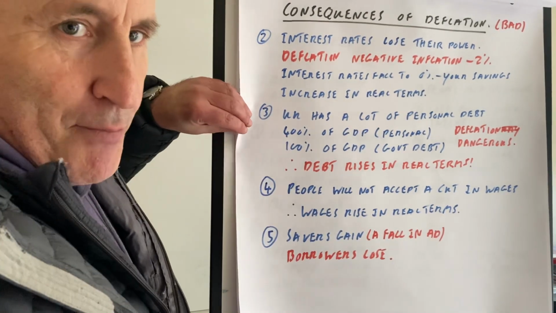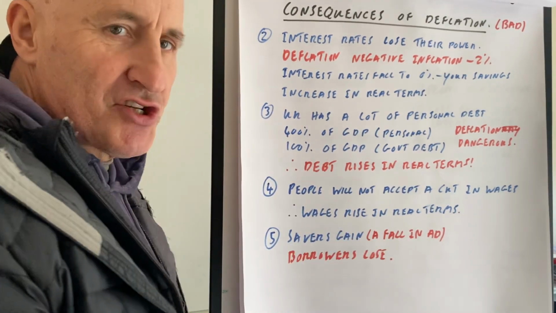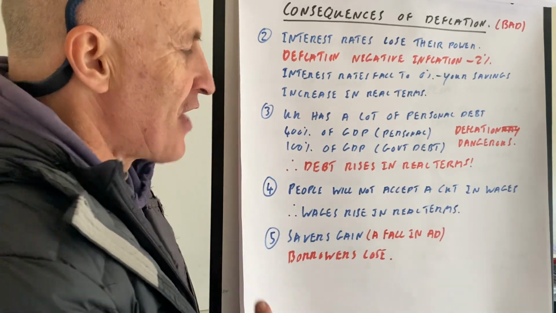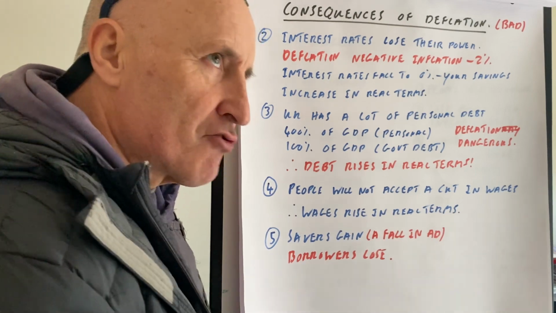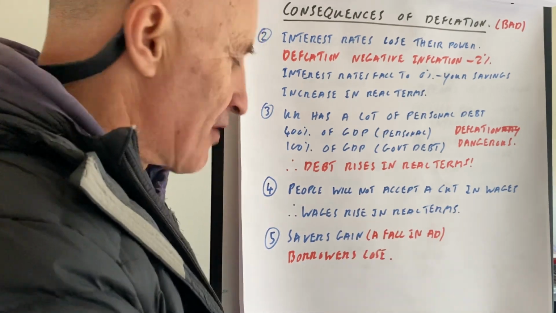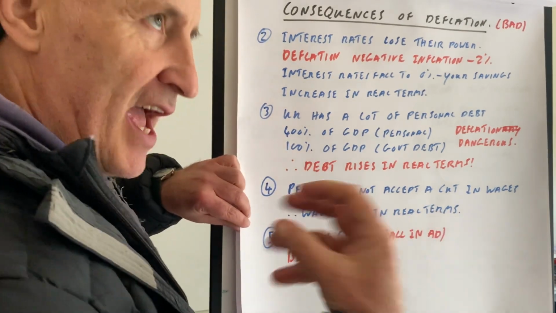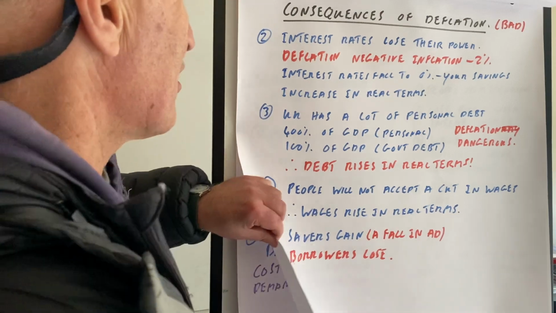The next one is that people will not accept a real wage cut because people just don't like having wage cuts. It's against their intuitive feeling. So therefore, in real terms, your real wages will increase. And if your real wages increase, then employers will have to get rid of their employees. Lastly, savers gain. And if savers gain, people will save more money. That will lead to another fall in the AD, and borrowers lose.